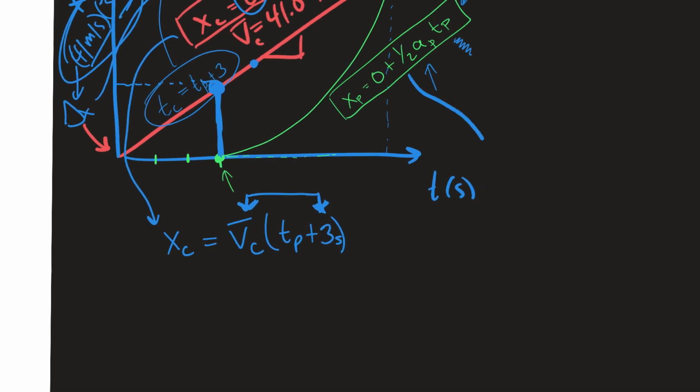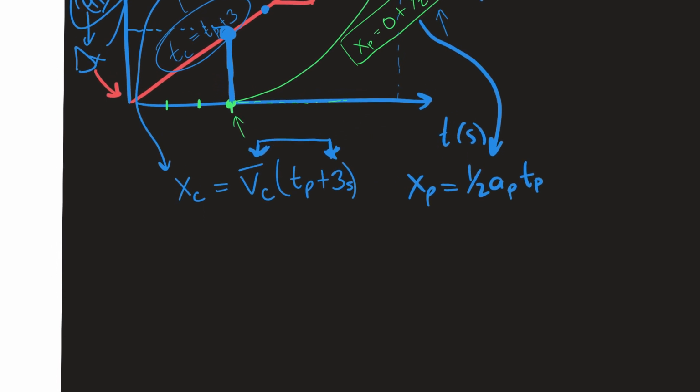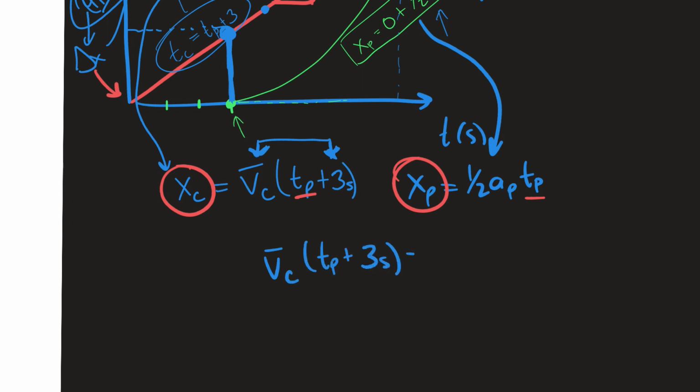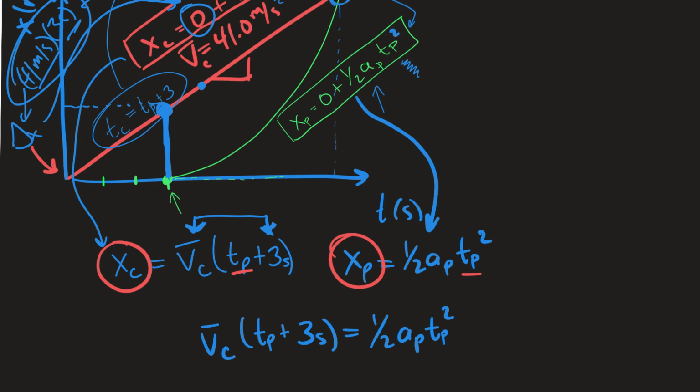So now that they're both at TP, I can put this one down here, and I can say, well, XP equals 1/2 AP TP squared. So I'm going to set these two equal to each other, noting that when the X of the car and the X of the patrolman are equal to each other, then that's the time that I'm looking for. So let's go ahead and do that. So I'll say V bar C times TP plus 3 seconds equals 1/2 AP TP squared, right? Looks like I forgot that squared up there. Forgot it up here as well, it looks like.